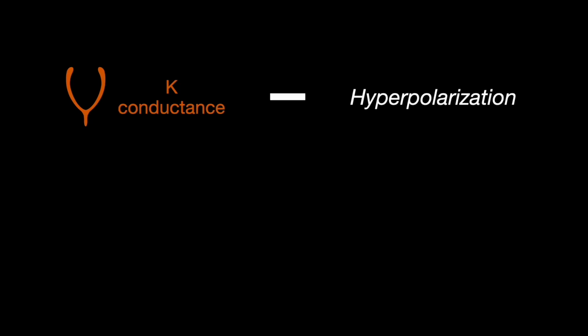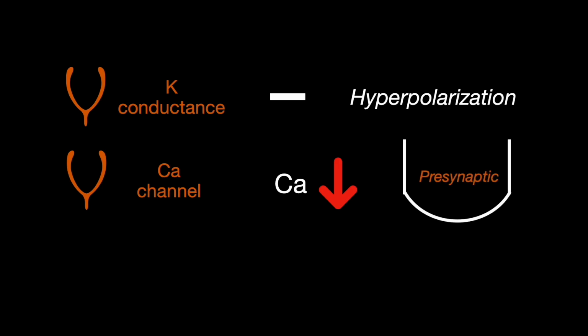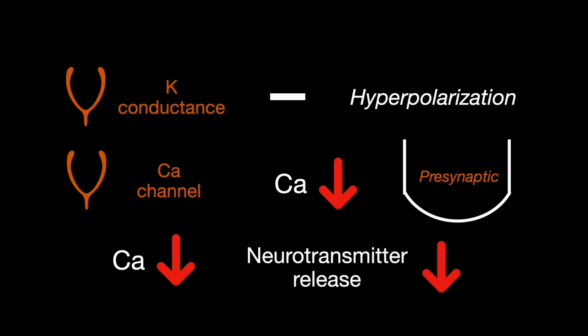First, opioid receptor activation increases potassium conductance. Potassium leaves the neuron, making the inside of the cell more negative. This causes hyperpolarization, and a hyperpolarized neuron is less excitable. Second, opioid receptor activation inhibits voltage-gated calcium channels. As a result, less calcium enters the presynaptic nerve terminal. And remember, calcium influx is essential for neurotransmitter release. So, when calcium influx decreases, neurotransmitter release decreases. The overall result is neuronal inhibition.